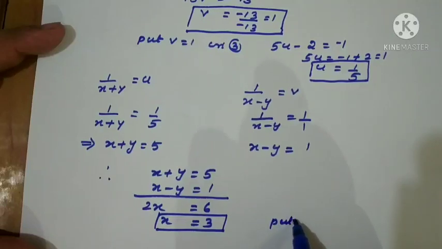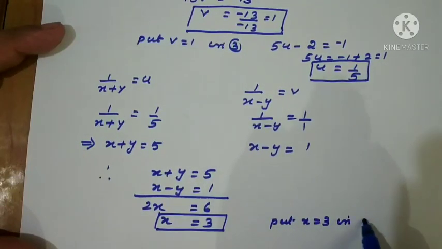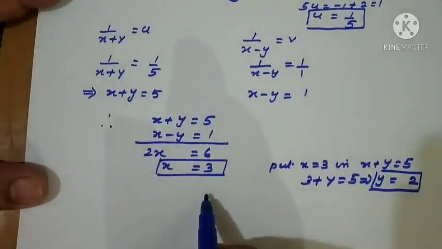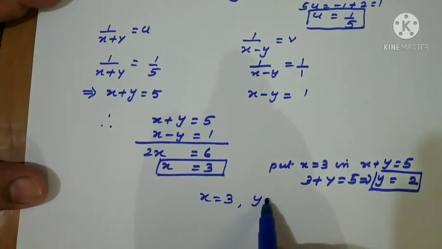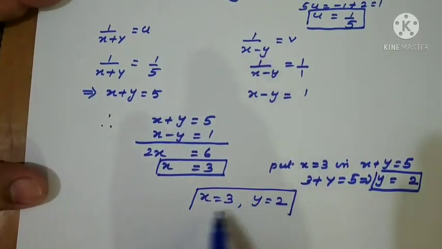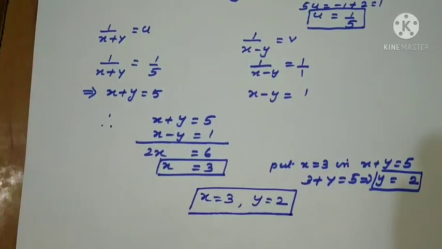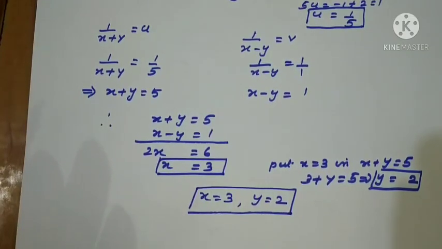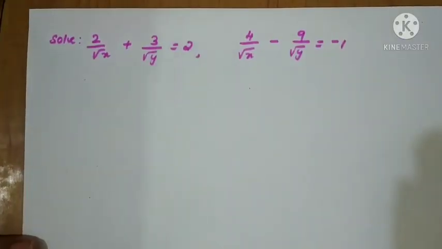Put x = 3 in x + y = 5. So 3 + y = 5, so y = 2. So what are the values we got here? x = 3 and y = 2. So we got the solutions. I think the steps are understood here. In 4 examples we have done based on the same criteria. We will do 2 or 3 more examples so that it will be more clear to you.